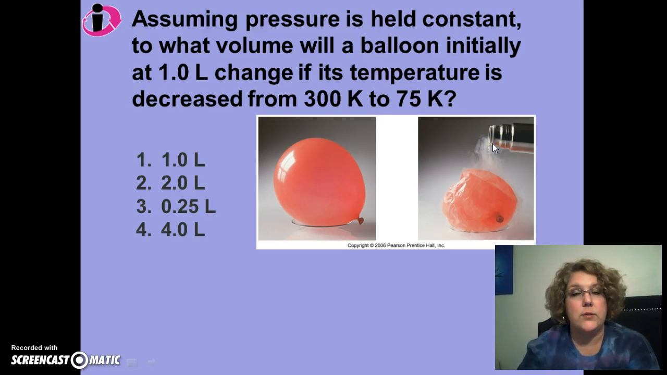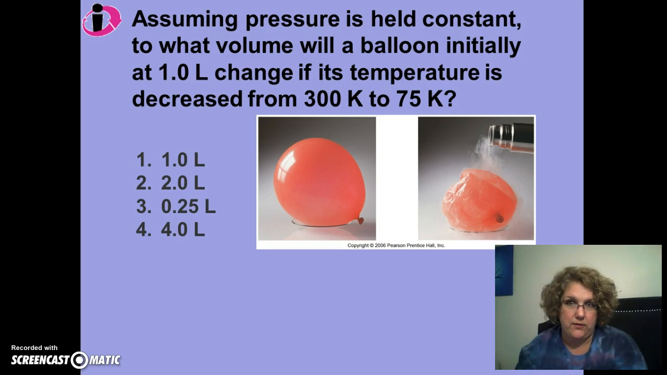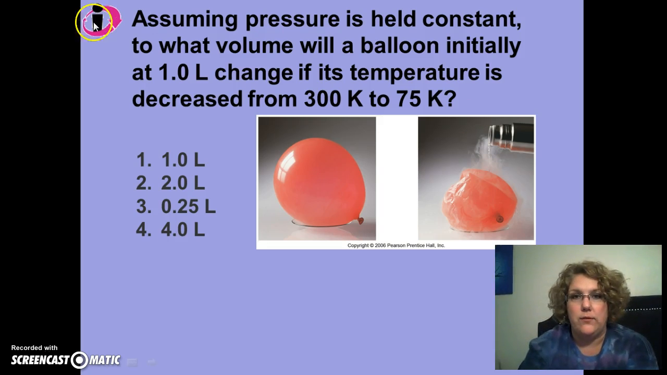All right, so assuming pressure is held constant, to what volume will a balloon initially at 1 liter change if its temperature is decreased from 300 to 75 Kelvin? So just like this balloon example, we start out at 300 Kelvin and we decrease the temperature to 75 Kelvin. Okay, we have a 1 liter balloon.